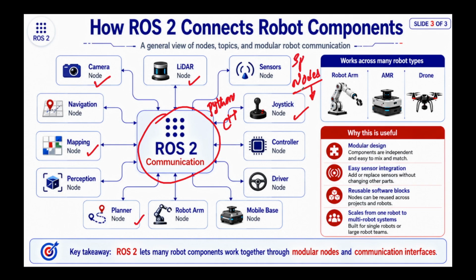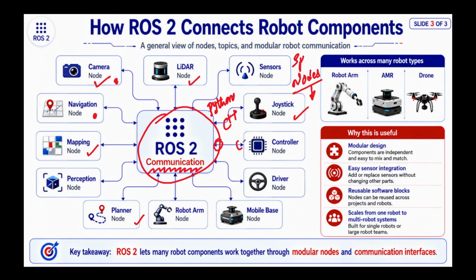One specialist handles the camera, one specialist handles navigation, one specialist controls the wheels, and one specialist plans the movements. The central ROS2 communication box on the slide is only a visual simplification. It does not mean there is one central server controlling everything, but it represents the communication framework that allows these components to exchange information. Let us follow a simple example.